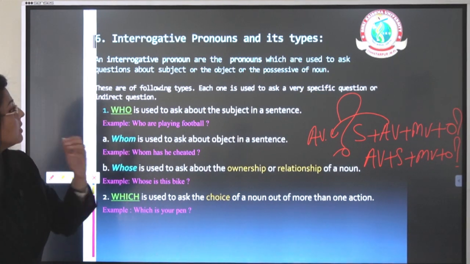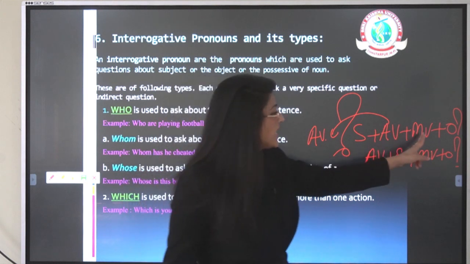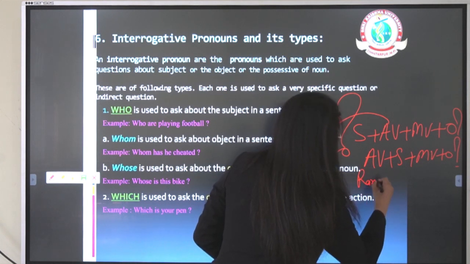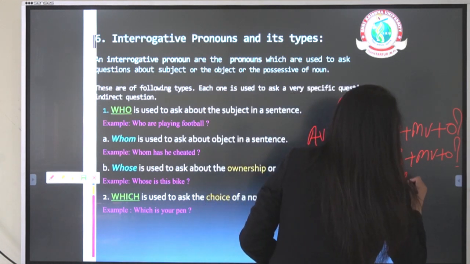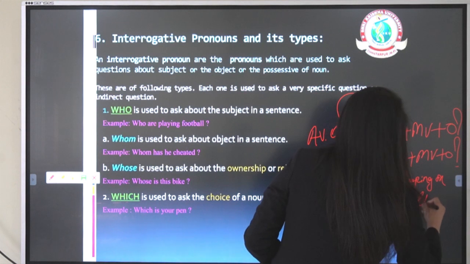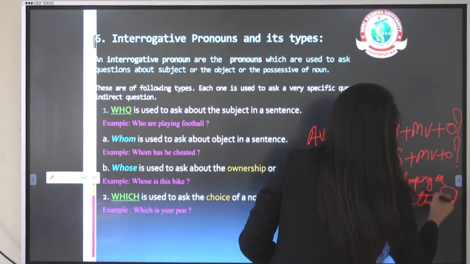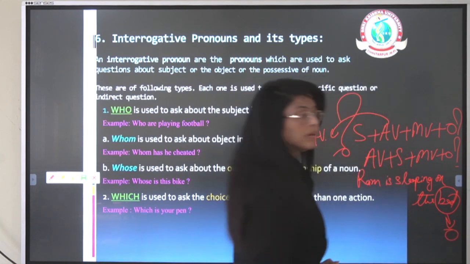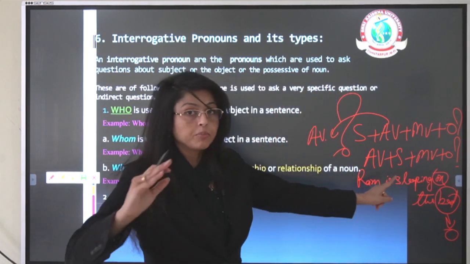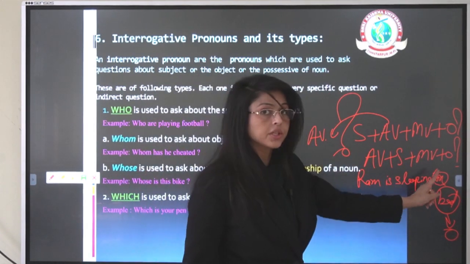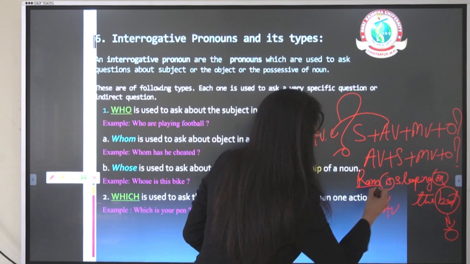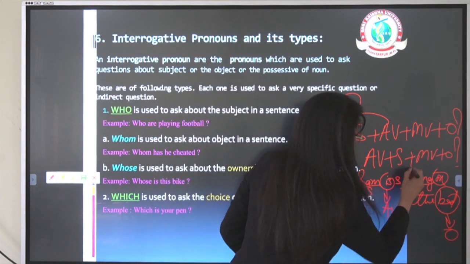We are going to focus on this: Ram is sleeping on the bed, okay? Bed is an object. Clear? On the bed, this shows the position, under or on. It's showing the position. Is is an auxiliary verb. Ram is a subject. And sleeping is a main verb.